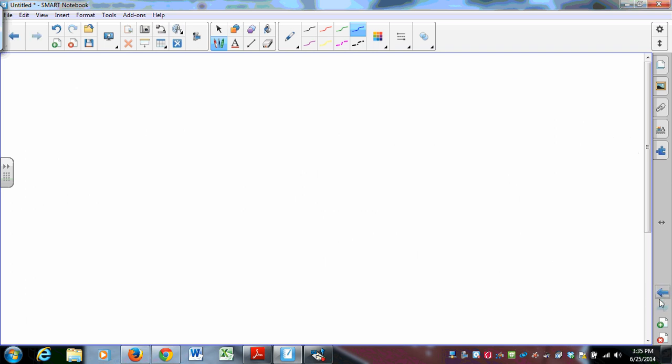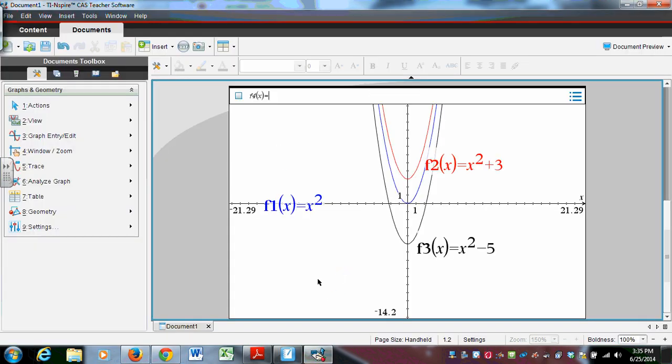Well, let's look at what happens if we multiply an equation, one side of an equation, by a. If we multiply the equation by a, nothing happens. But what happens if we multiply one side of the equation by a?